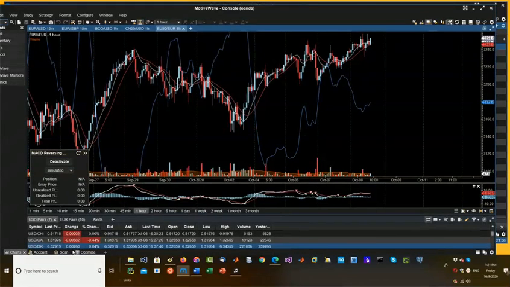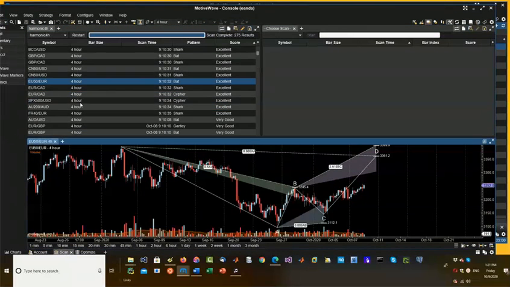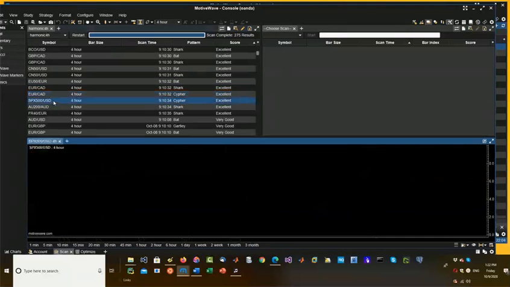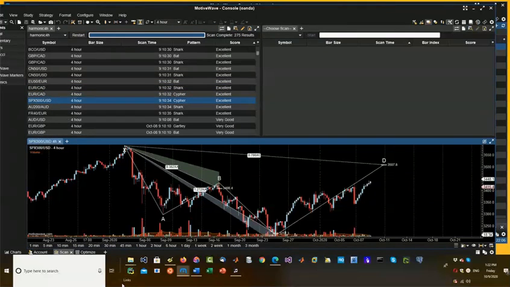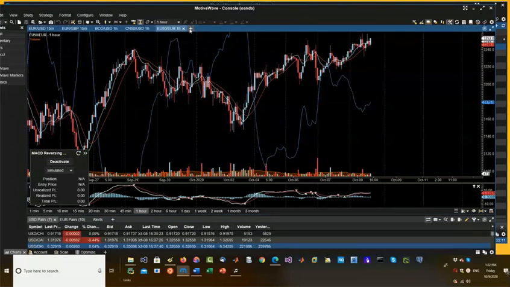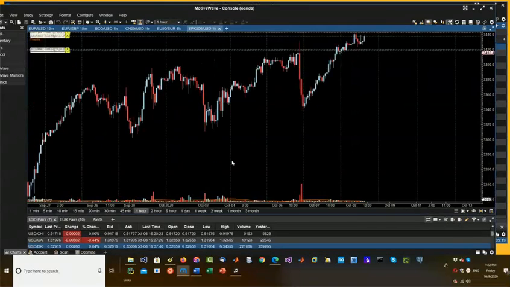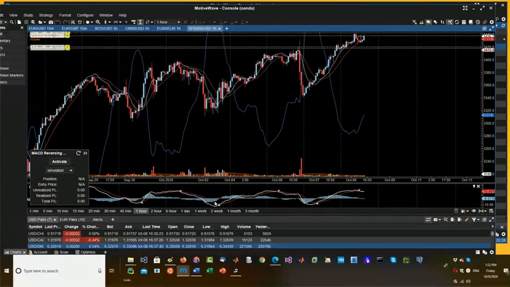Okay, scan. All right, so we have here Euro Canadian, two shorts, no thanks. I don't want shorts. So SPX 500, that's looking good. SPX 500, that's basically SPY, the S&P 500, 1 hour. Oh, that's looking good. So we'll jump on that. And that will start up obviously Monday morning. So the system should be ready for that.